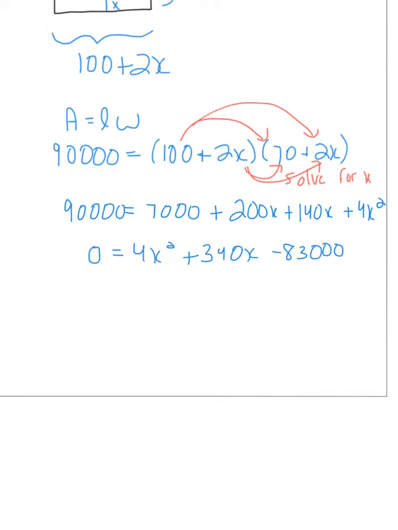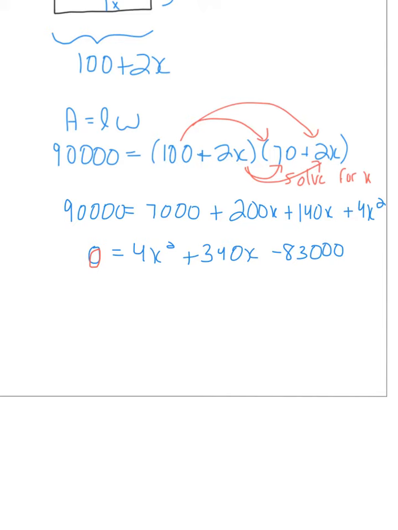So when I simplify and rearrange, I get the 4x squared from the line above. The 200x plus 140x is 340x. 7,000 take away the 90,000 is negative 83,000. And the left side is equal to 0. Again, it is important to highlight that you must make this equal to 0 before solving this equation.